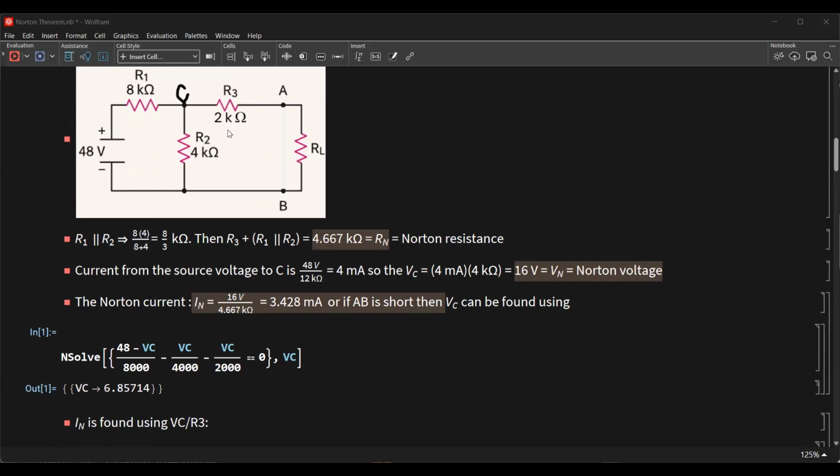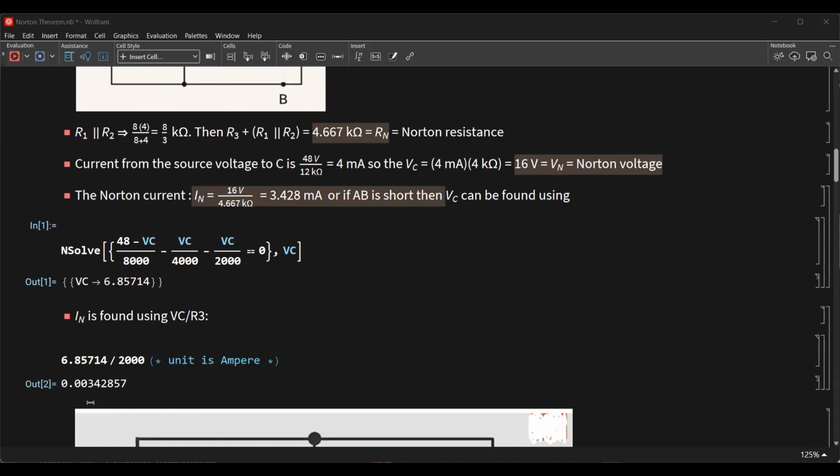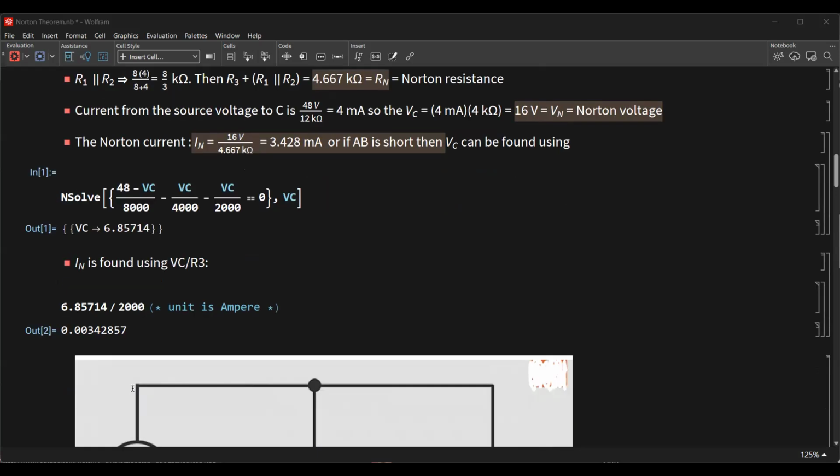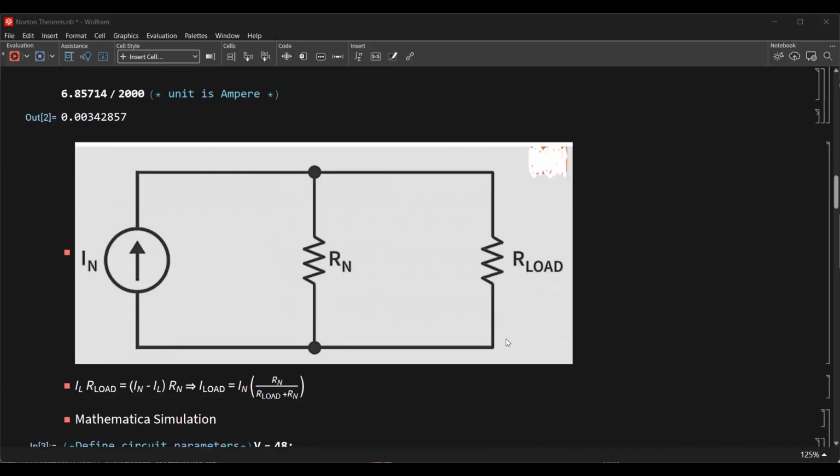So IN is found using VC over R3, where R3 is equal to 2 kilo ohms. So this is 6.85714 over 2000, the unit here is ampere. So this is 0.0034287 ampere, or 3.4287 milliamperes. So this is the equivalent Norton circuit. We have the IN here, we have the Norton resistance RN, and we have the load resistance.